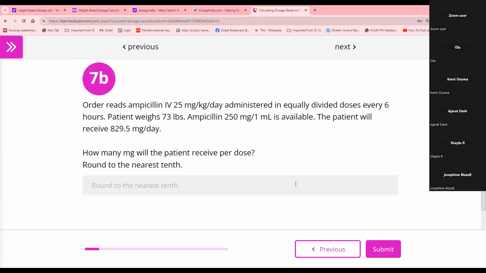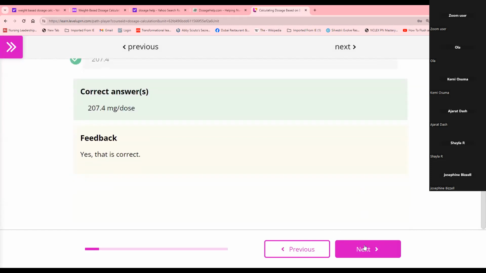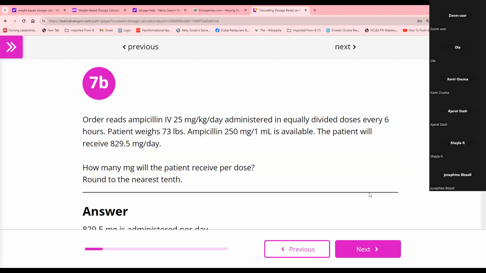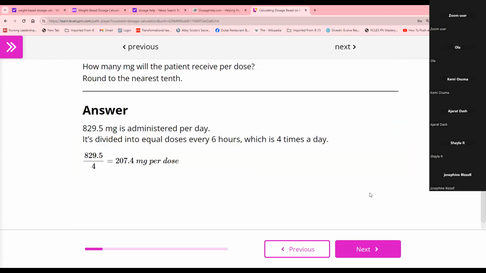Now it's asking how many milligrams will the patient receive per dose. And we did that, right? Yeah, we just did that. And what do we get? 207.38. Okay, so it wants us to take it to the nearest tenth. So that would be what? 207.4. Oh, you got it right. So you just had to divide it into 4 equal doses. It's really just reading what the question's asking you.